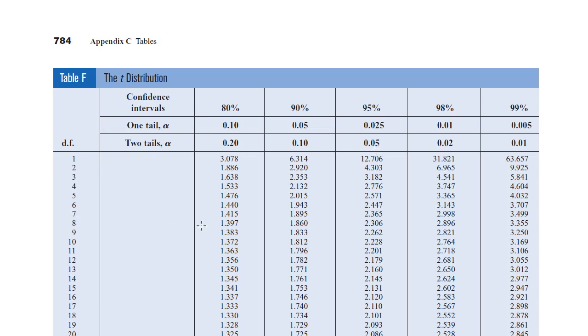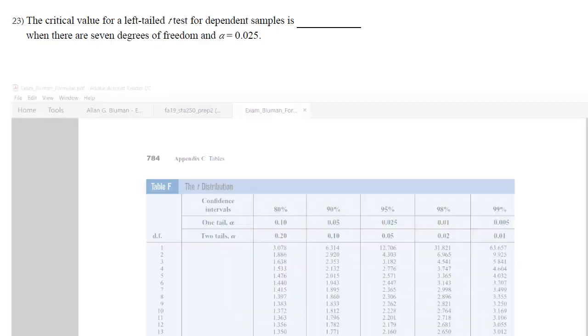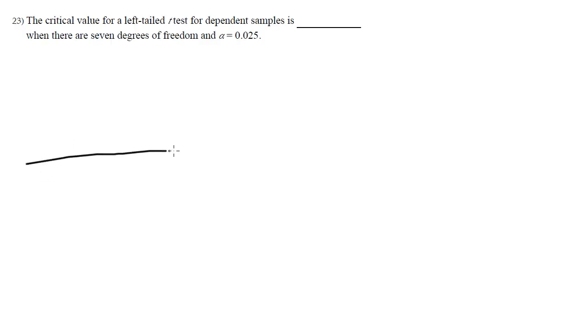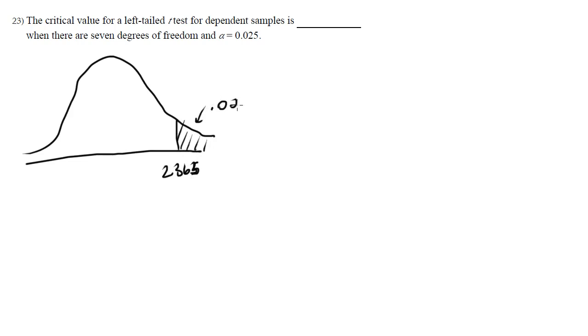One-tailed, 7, 0.025. That's 2.365. Now, if you think about that, this here is 0.025. But this is right-tailed. If we wanted left-tailed, this would be negative 2.365. And that would still give us that alpha of 0.025. So this is negative 2.365. Symmetric.